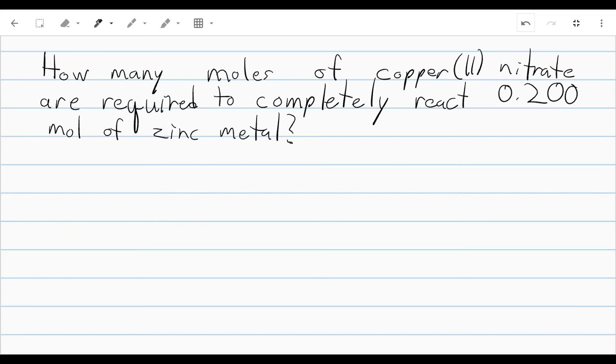First thing we always have to do, any chemical reaction, we need a balanced chemical equation. So we have copper-2 nitrate. That'll be Cu(NO3)2. This will be a solution. It's reacting with zinc metal, which is Zn solid.